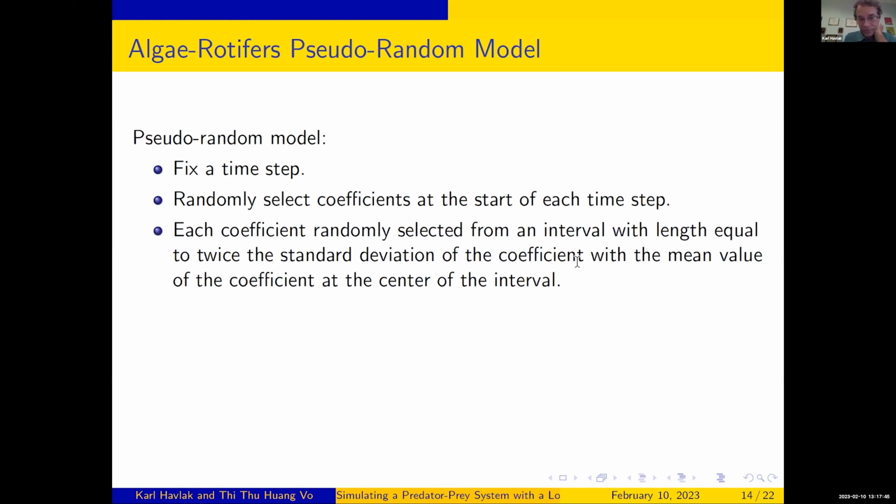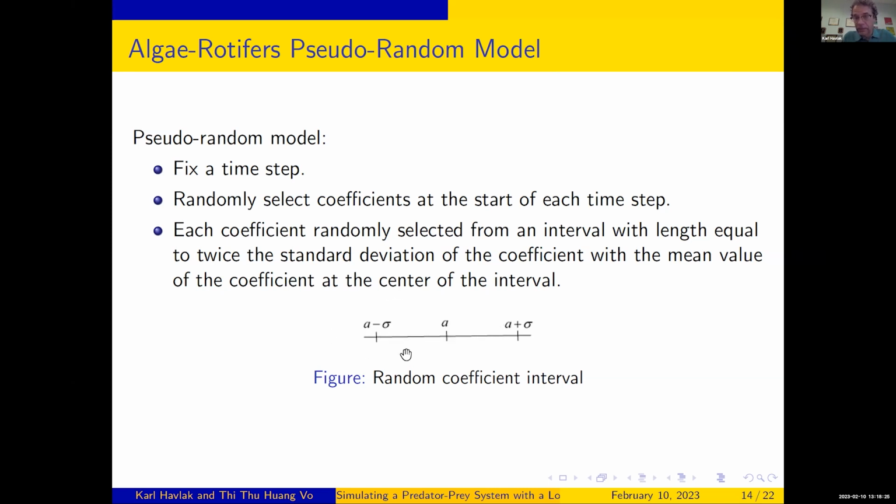And the way we did that is we had those means that we calculated that we felt were doing okay, those mean values for those coefficients. And then we took an interval around that coefficient that was equal to twice the standard deviation. So 2/3 of the time, the coefficient should be within this range of the values that were in the data set. And then we randomly selected a coefficient from that interval.